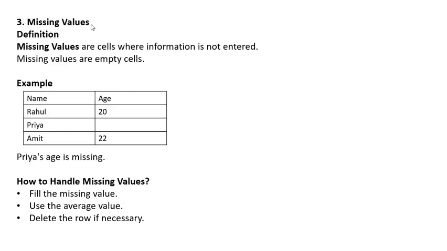Third is missing values. Missing values are cells where the information is not entered; the missing values are empty cells. For example, there is a name and age, but Priya's age is not given and is empty, so Priya's age is missing. How to handle missing values: fill the missing values using the average value, or delete the rows if necessary.